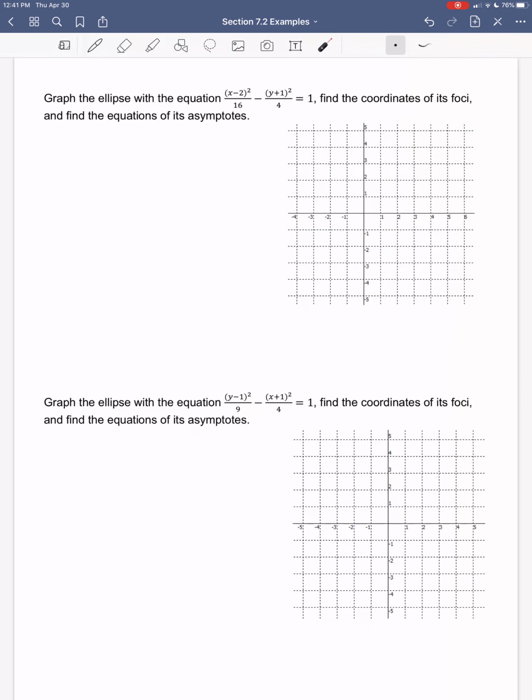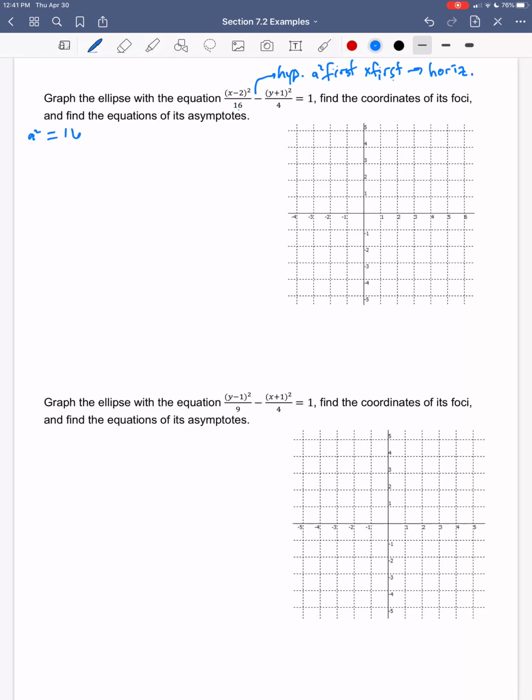Okay, let's do a couple examples where we're not centered at the origin. So first of all, this is a minus. That tells me a hyperbola. That means a squared is first. If this were an ellipse, a squared would be bigger. So in this case, a squared is the 16. Also, that means x is first. So that means it's going to be a horizontal hyperbola.